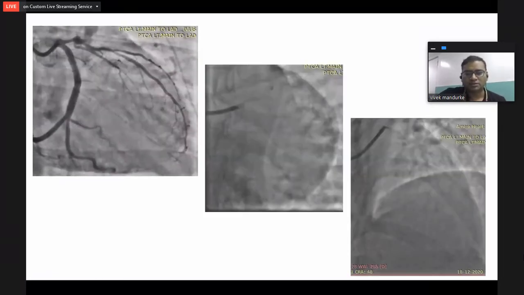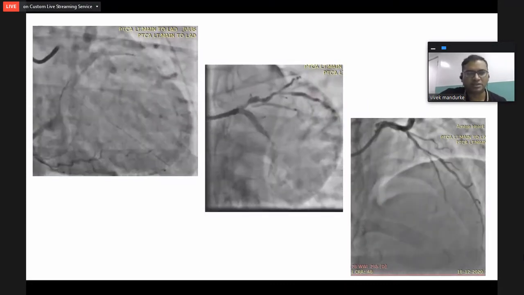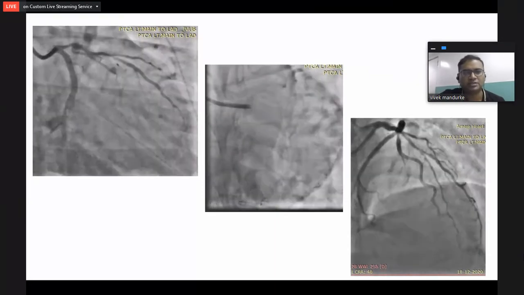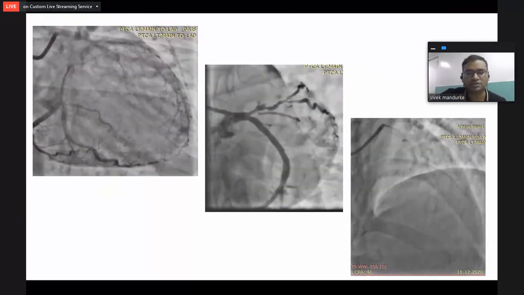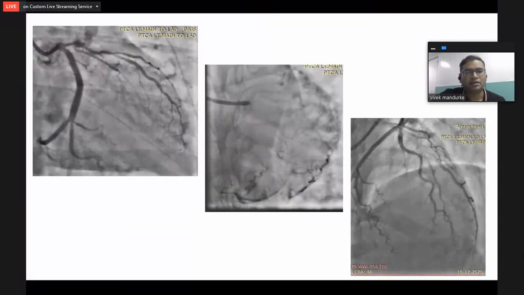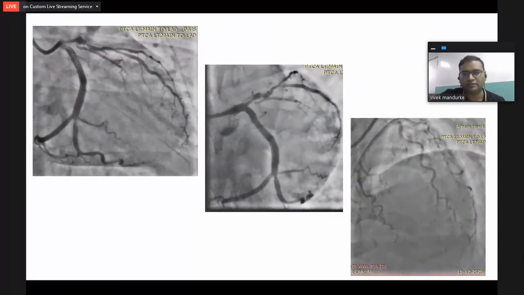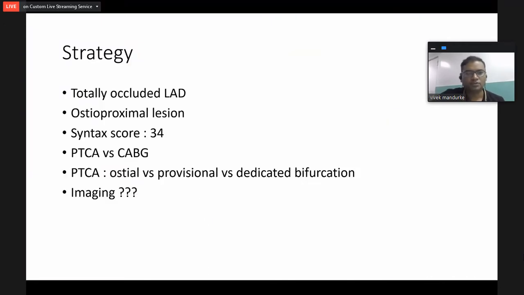So this was the angiogram. You can see that there is a dominant circumflex there. Mid-LAD is after the diagonal, we just see a small stump. And ostioproximal LAD has a lesion which is extending into the left main. So there is totally occluded LAD. Small stump is seen distally.